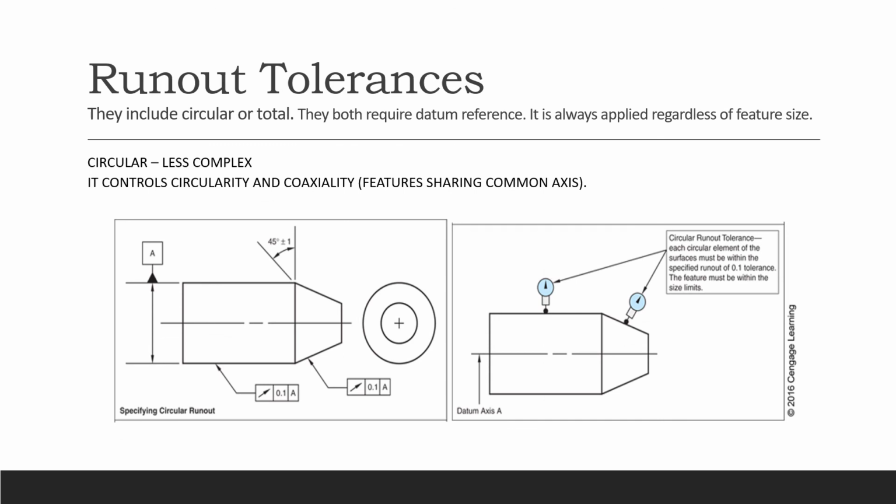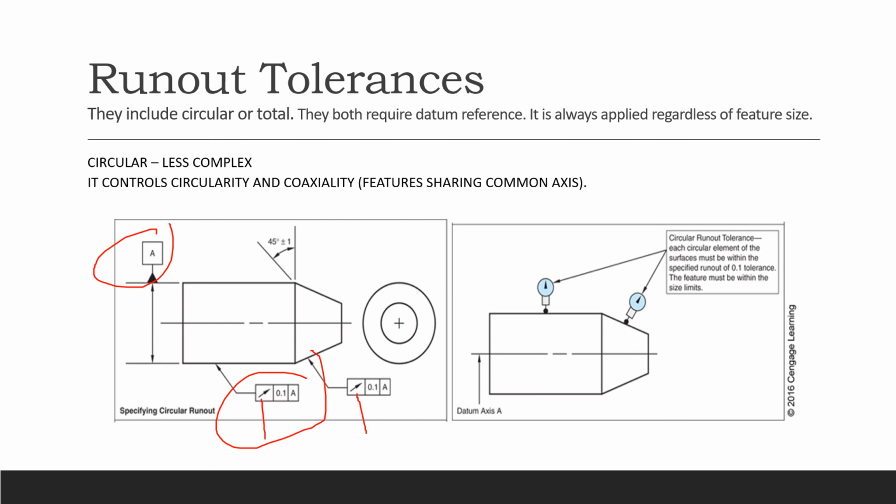Alright, let's go to the next one. Circular, less complex. So this is a runout. If you take a look at runout, because it's a 360-degree round, they include the circular or total, and they both require a datum and reference. Here in our case it is A, in your frame. We know that's a runout. It's not a total because it's only one line right there. So that's a circular runout, okay?